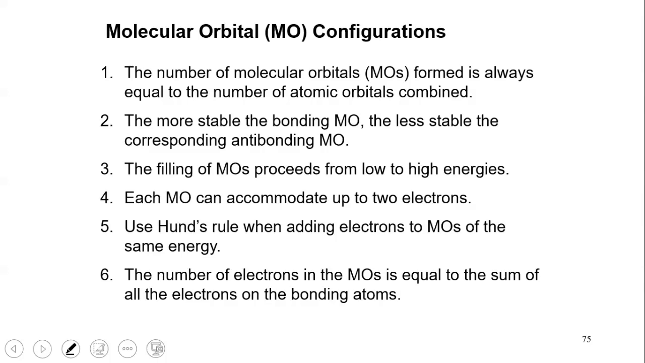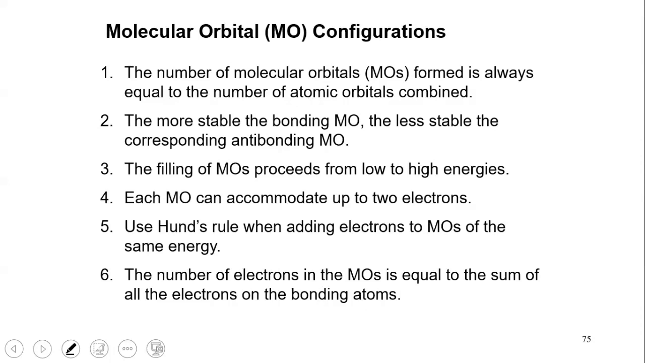We're going to fill up the molecular orbitals from low to high energies, kind of like the same way we did with the Aufbau principle. Each molecular orbital can accommodate up to 2 electrons, similar to the application of the Pauli principle. When you're adding electrons to MOs of the same energy, we're going to apply Hund's rule. In other words, first, we put electrons in separate orbitals before we start pairing them up.